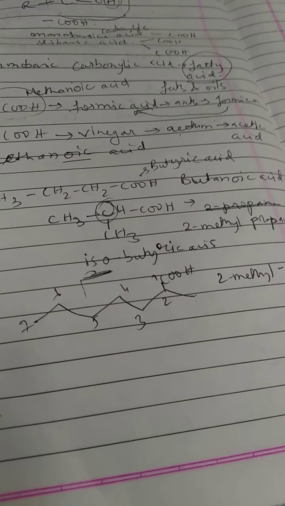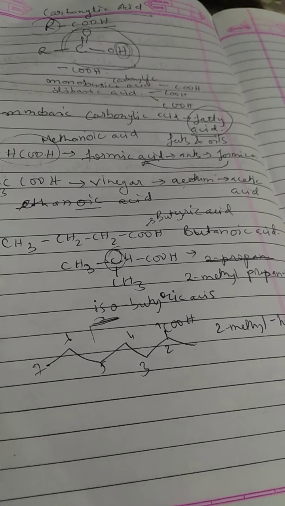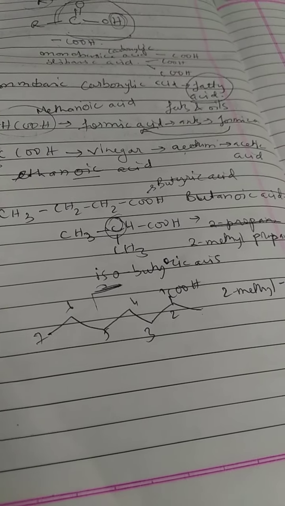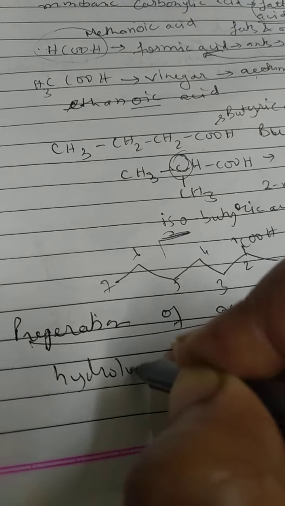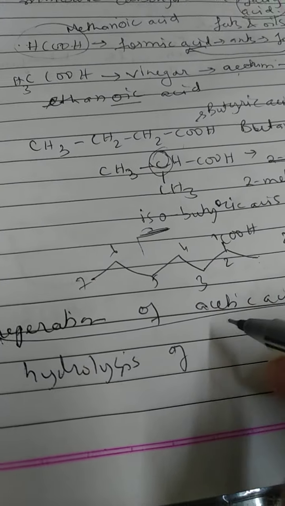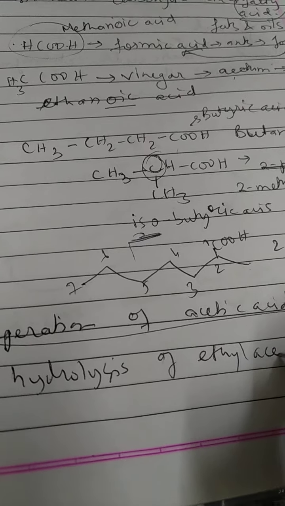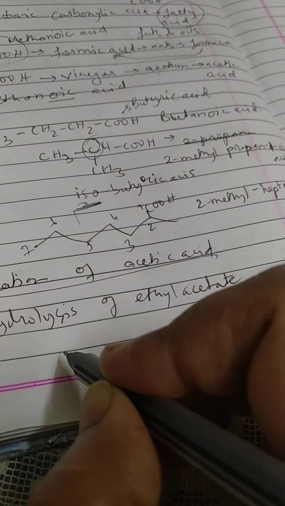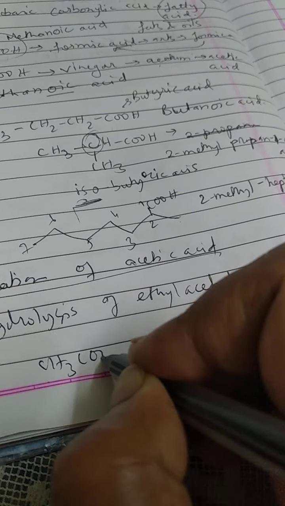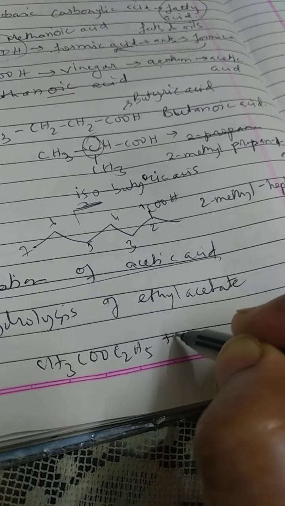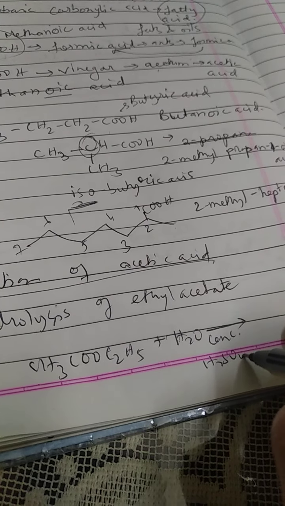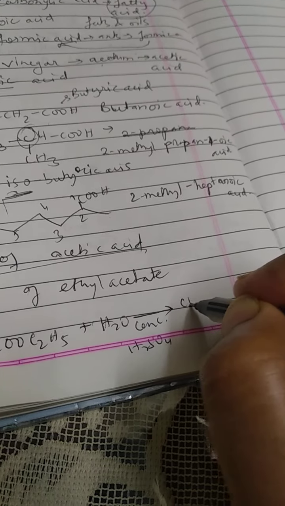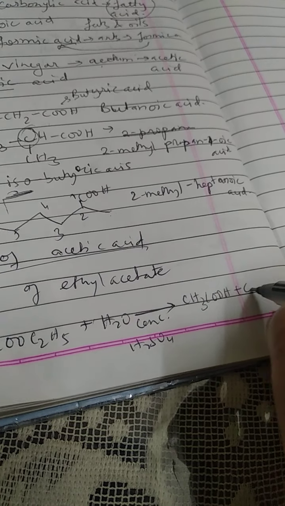Now next we will start with the preparation of carboxylic acid, and we will talk about acetic acid. It is prepared by hydrolysis of ethyl acetate, that is CH3COOC2H5 plus water. So hydrolysis in presence of concentrated sulfuric acid gives you acetic acid and alcohol.